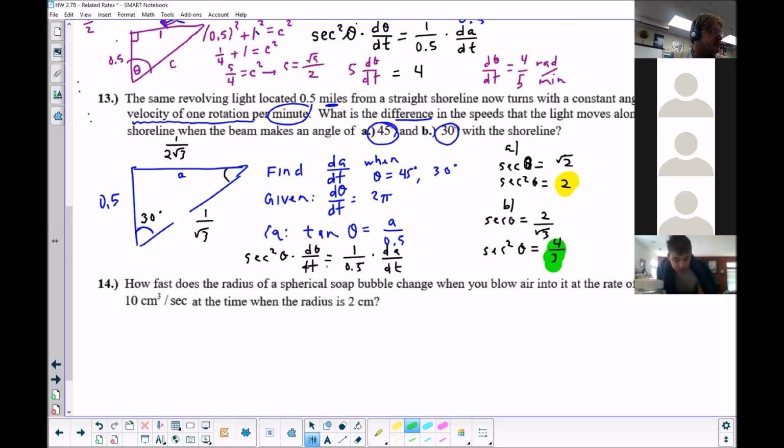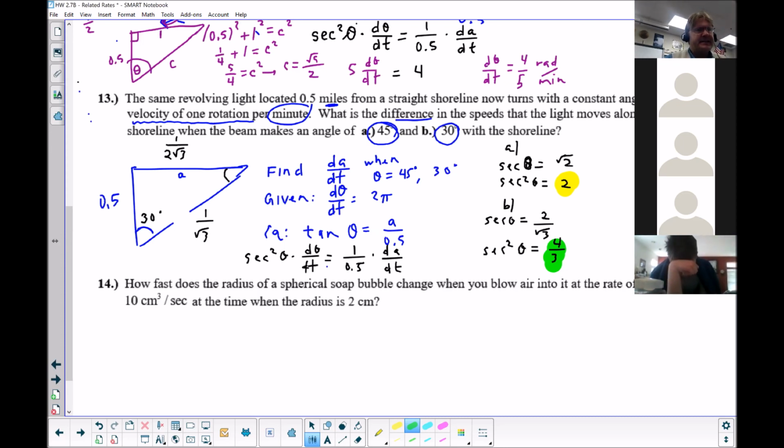Does it matter the difference that you subtract them? Somebody asked. Yeah, it does. I think what we're looking for here, though, to be honest, is really the positive difference between them. The problem didn't really state specifically. We're just wanting to know how different they are from each other. So we really don't care so much about positiveness or negativeness. All right, hopefully that helps a little bit with the angular velocity problems.